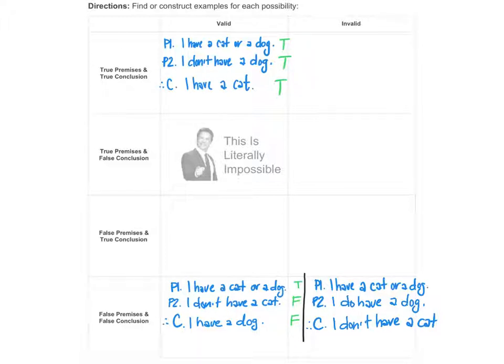Is it possible that both premises could be true and yet the conclusion could be false all at the same time? So could it be true that I have either a cat or a dog? Let's say that somebody's calling me with a survey and they say, do you have either a cat or a dog? What they're asking in that survey is, do you have one or the other or possibly both? I'm interpreting "or" here to mean you could have both and it's still true that you have a cat or a dog.